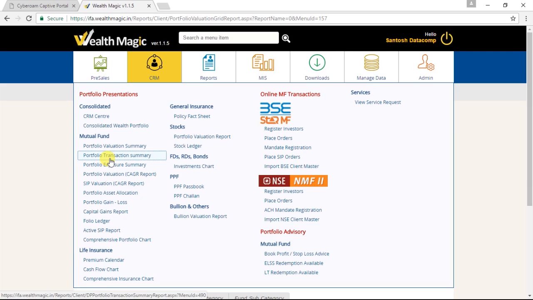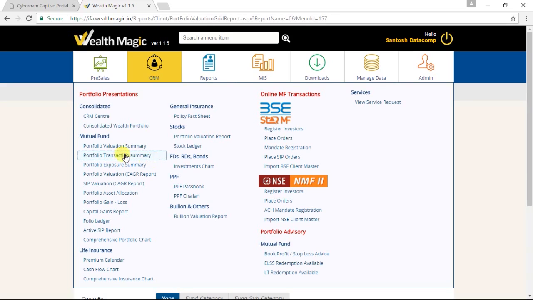Now let's look at the second report, Portfolio Transaction Summary. This report shows how many transactions you or your clients have done till now. You can take a periodic report from here. Now for example, from an accounting perspective, if you wish to know in the last financial year what kind of transactions your client has done for a particular folio, or your CA wants a report or your client wants to see his transaction details, this feature enables you to generate a report accordingly.